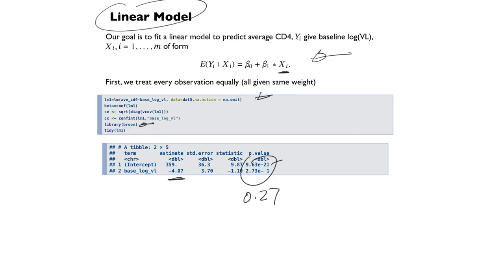So my underlying null hypothesis that there's a relationship between baseline log viral load and average CD4 count would not be rejected in this case. Because basically, in this case, the null hypothesis that beta 1 equals 0 is not rejected.